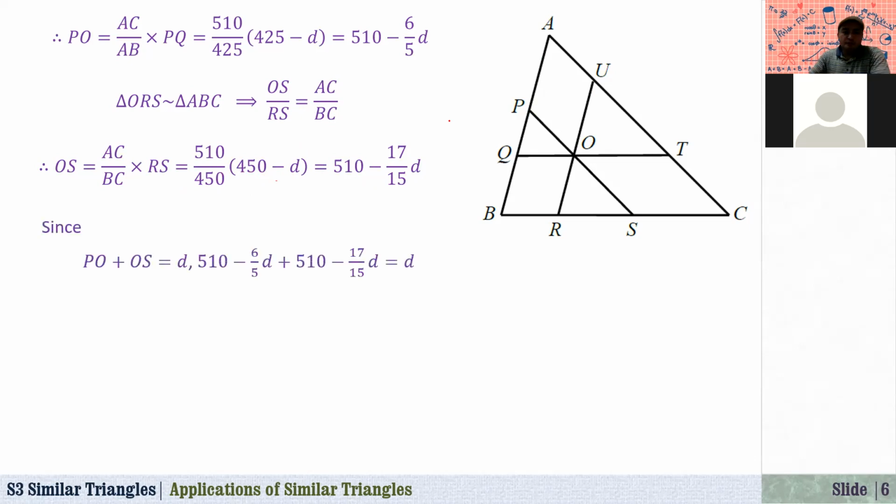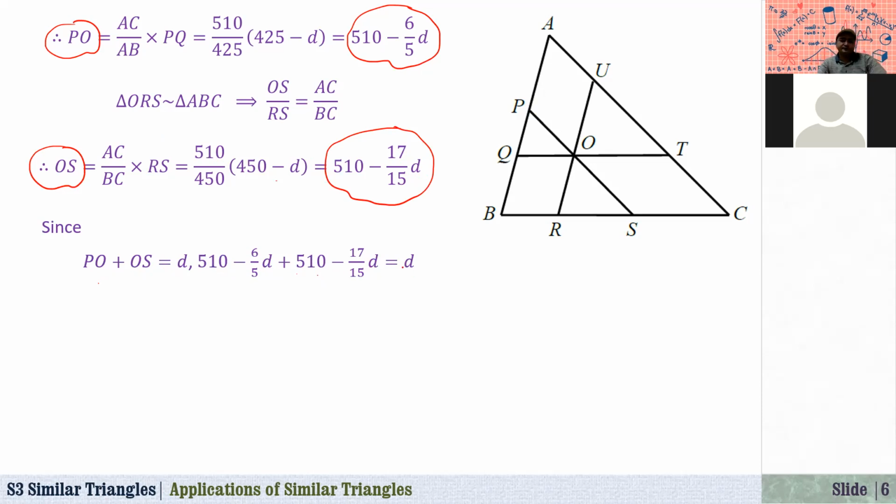So since PO plus OS is equal to D, we can write PO equal to 510 minus 6 over 5 D, and OS equal to 510 minus 17 over 15 D, and substitute here. PO is 510 minus 6 over 5 D, plus OS, which is 510 minus 17 over 15 D. On the right-hand side, we have D. Now we have just a linear equation, and by solving this, we can get the value of D.